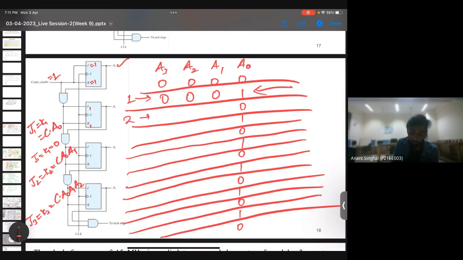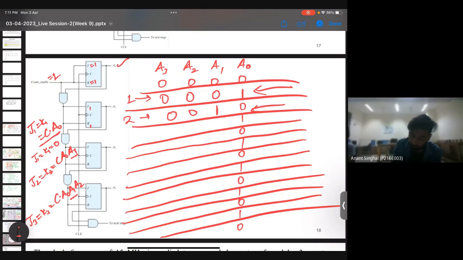So now I'll write for the next clock. So we know that A0 was 1. So this J1 and K1 will become 1. So this state will toggle now, right? And since A1 was 0, so these will remain the same. Is this step clear? Any doubts here? Clear, sir.